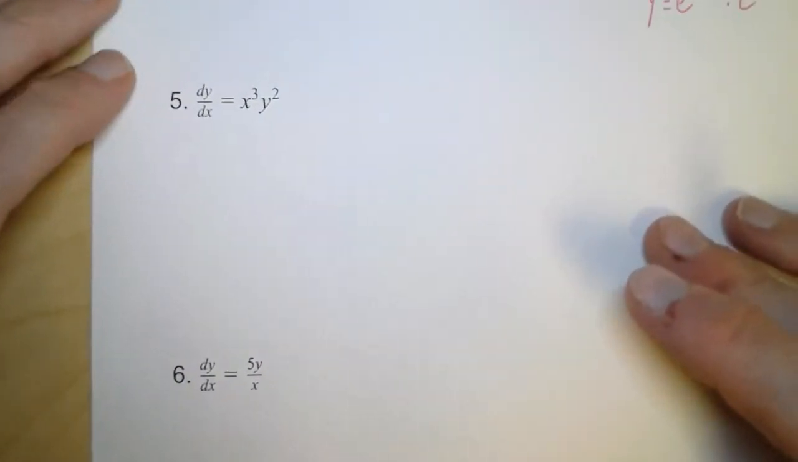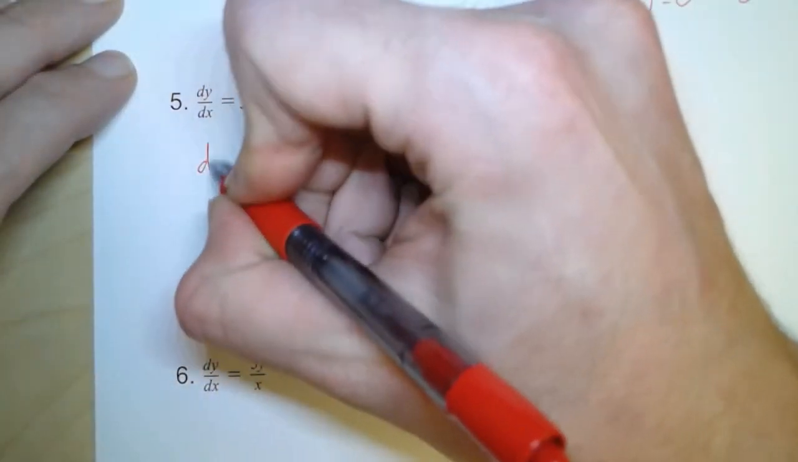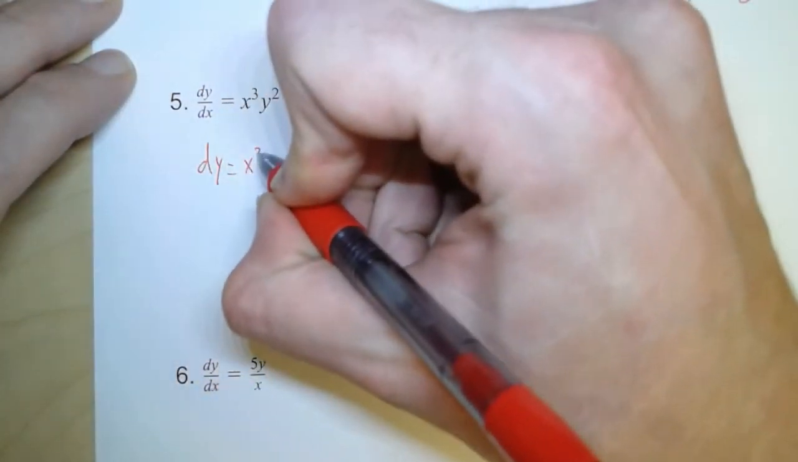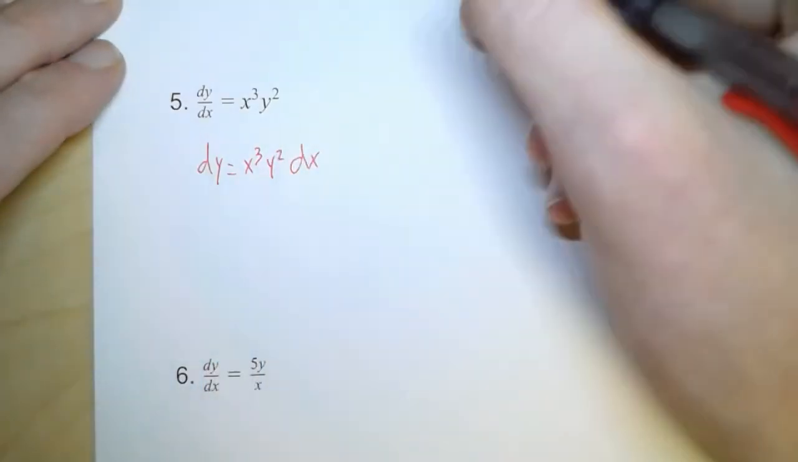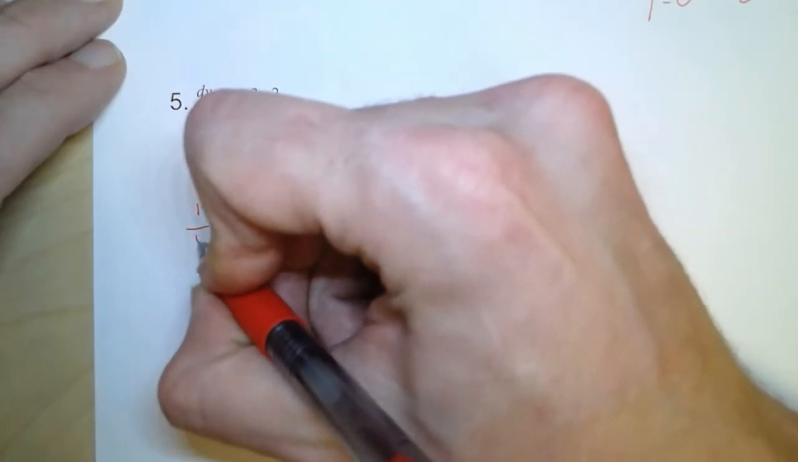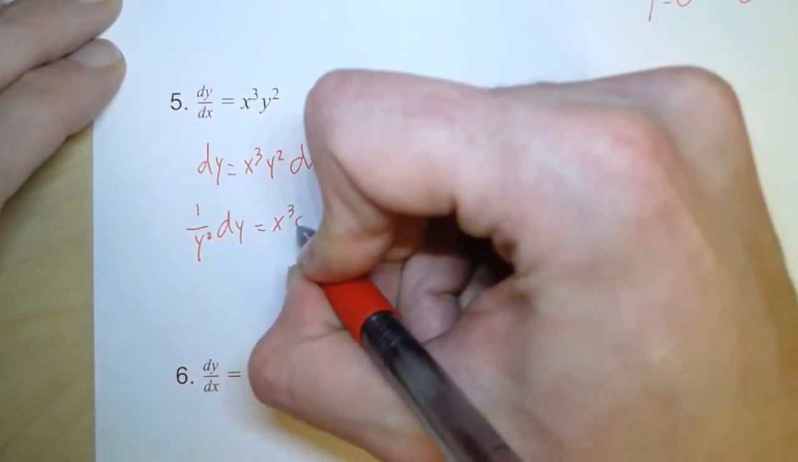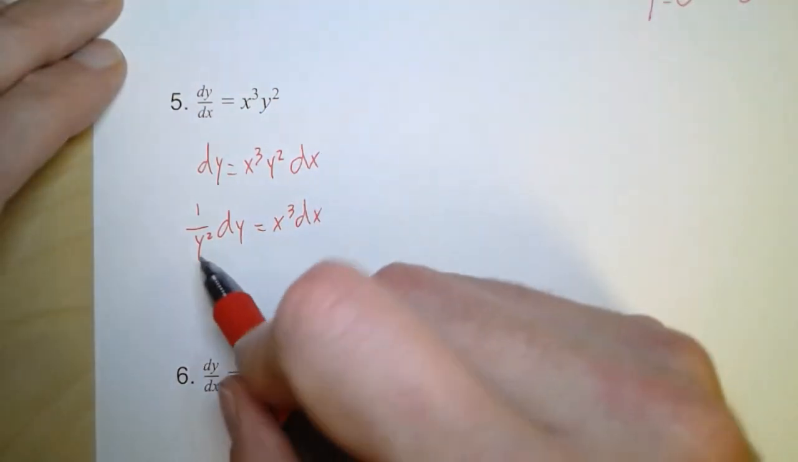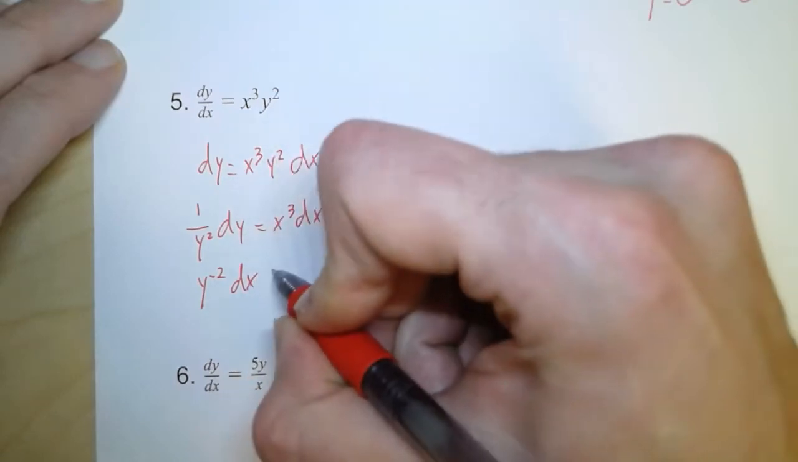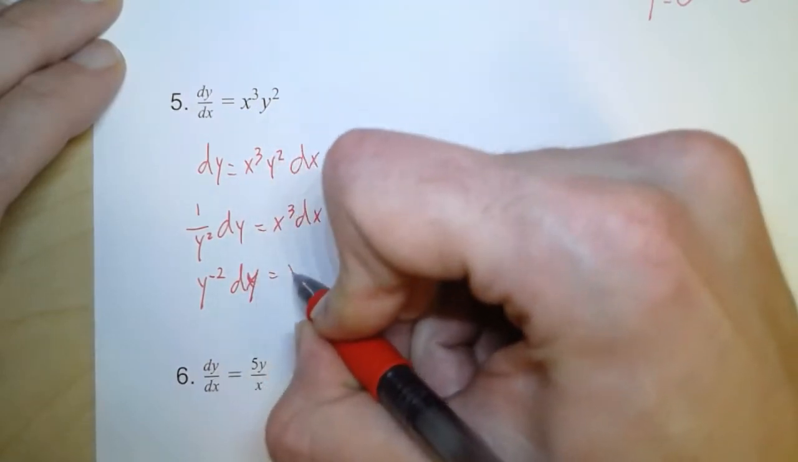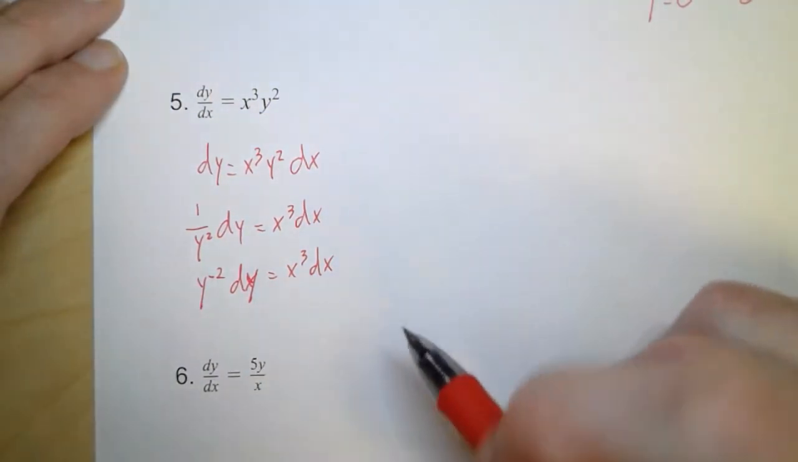So looking at number 5, here we multiply dx over. So dy equals x cubed y squared dx. And then we divide by y squared. So we have 1 over y squared dy equals x cubed dx. And I can rewrite that as y to the -2 dy equals x cubed dx. So now we've got that separated.